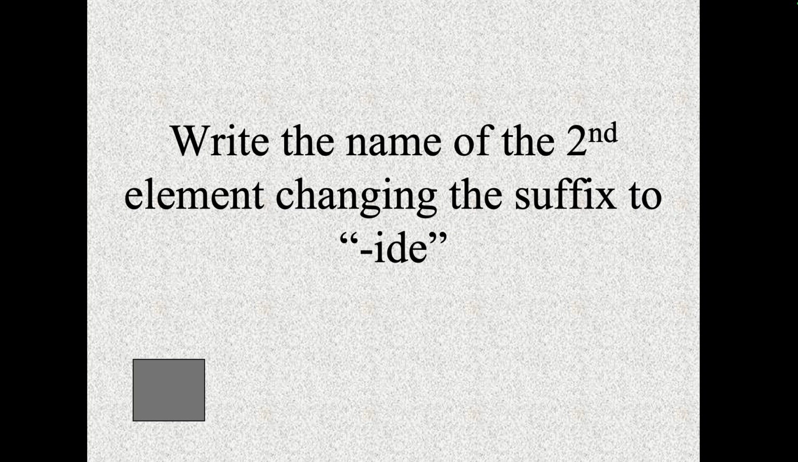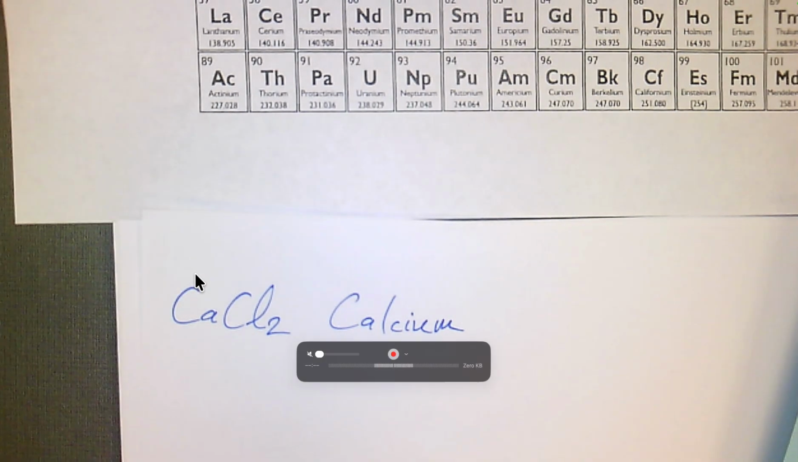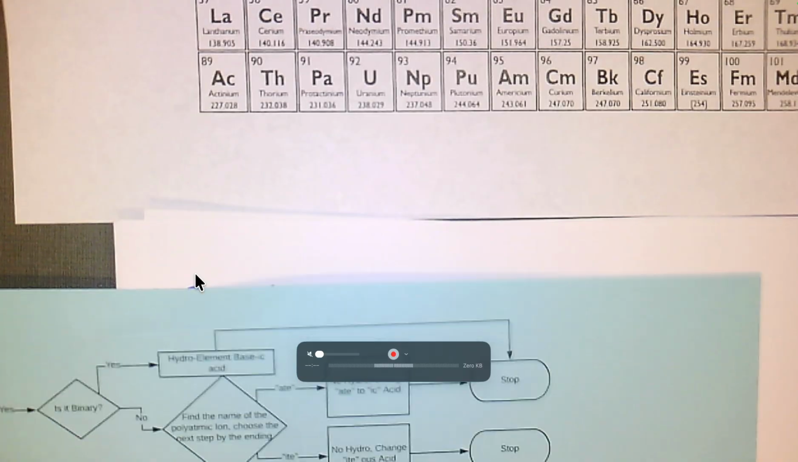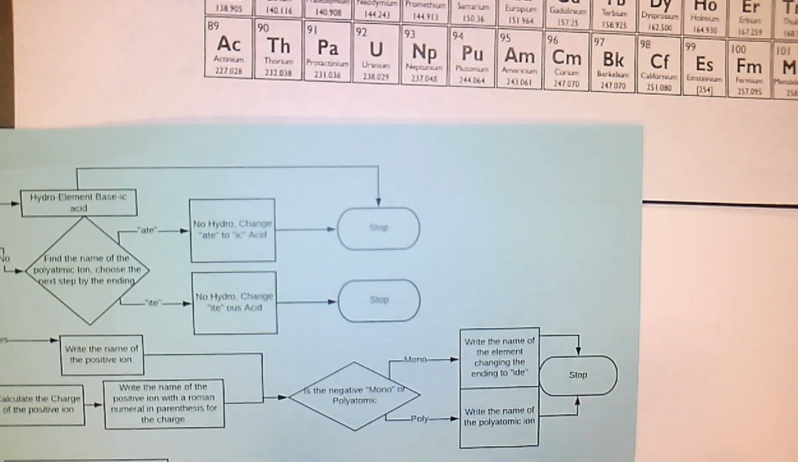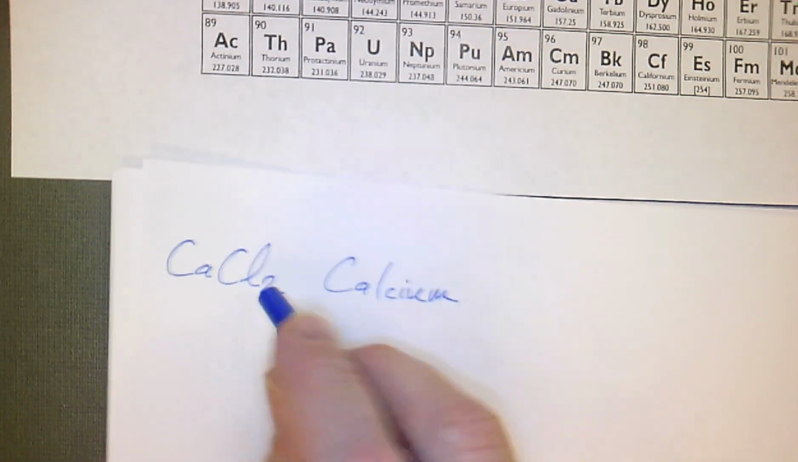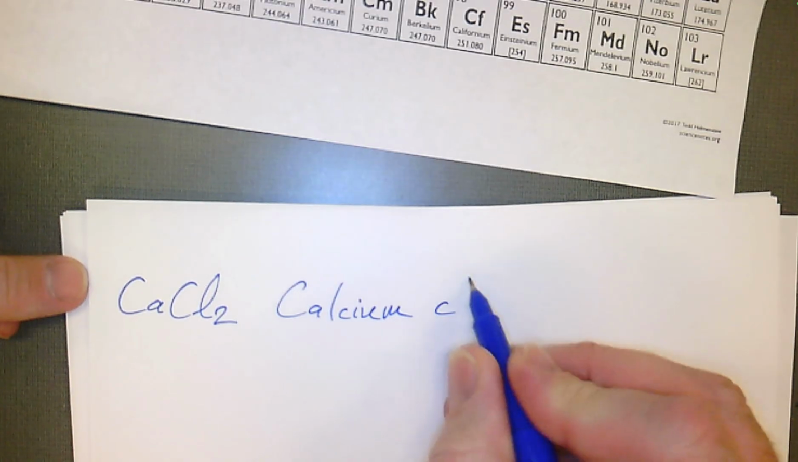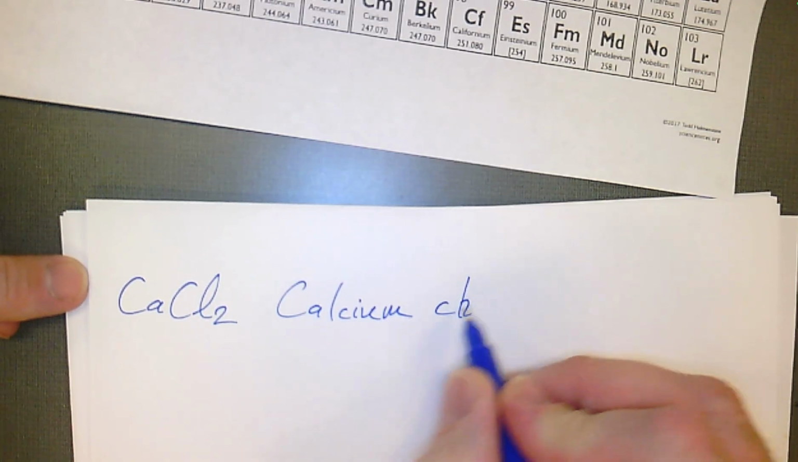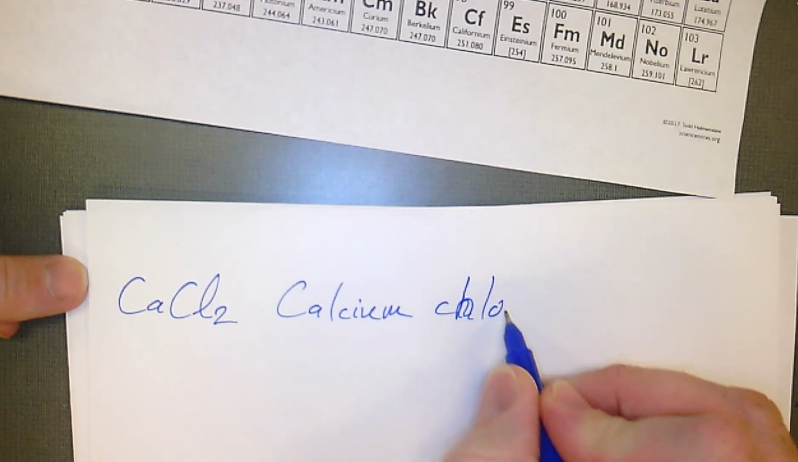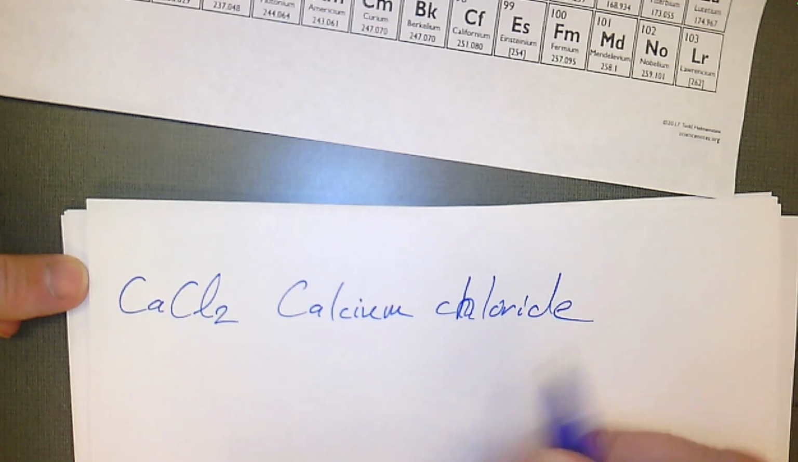All right. Changing the suffix to -ide. And it tells us that right here as well. So Cl, what element is that? Chlorine. We're going to change chlorine to chloride. Sorry, my H looks bad. There we go. Chloride.